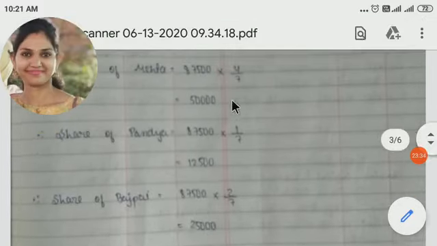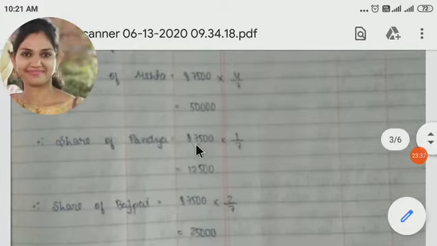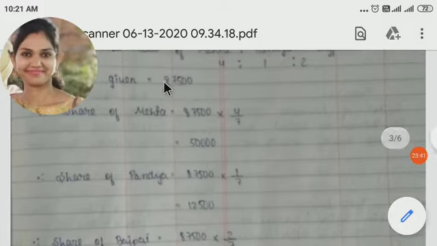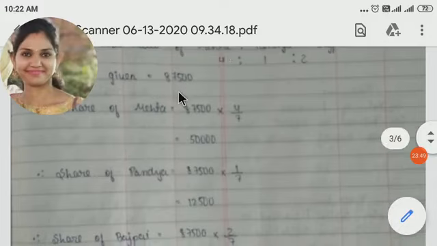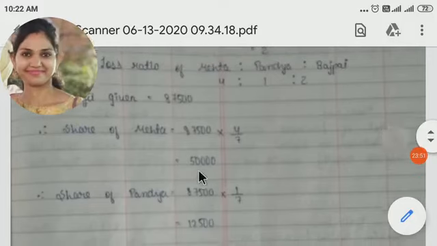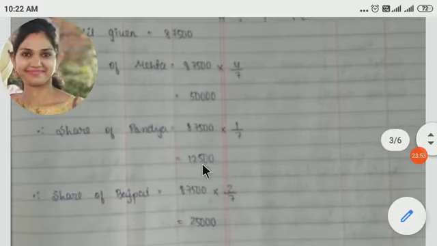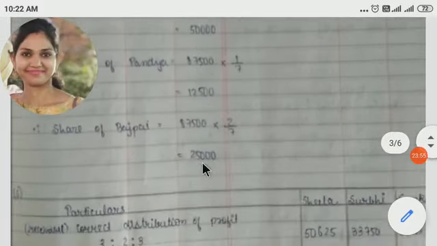So the total of all the amounts, 50,000, 12,500 and 25,000, you will get the total profit 87,500. In short, from the profit of 87,500, Mehta will receive 50,000, Pandya will receive 12,500 and Bajpayee will receive 25,000.